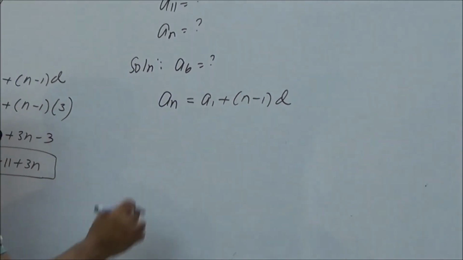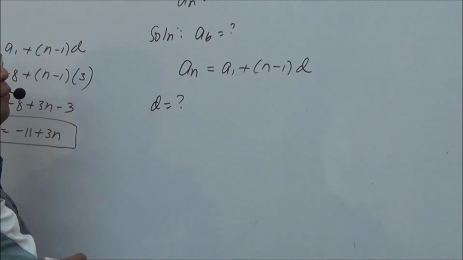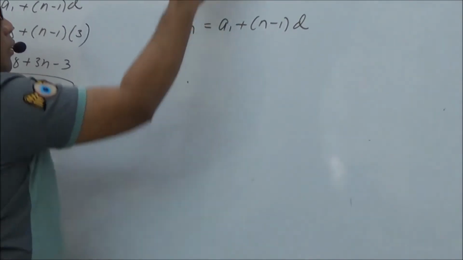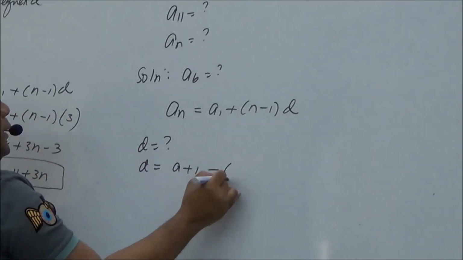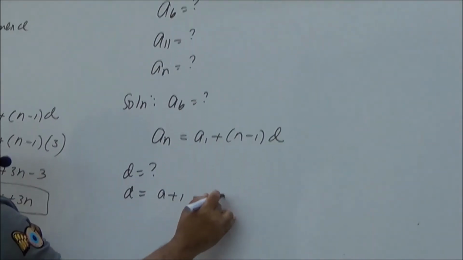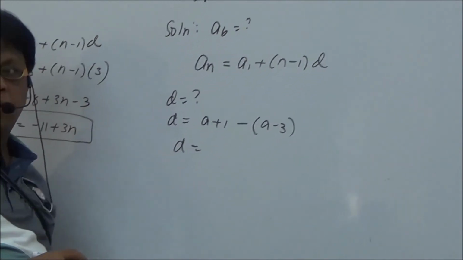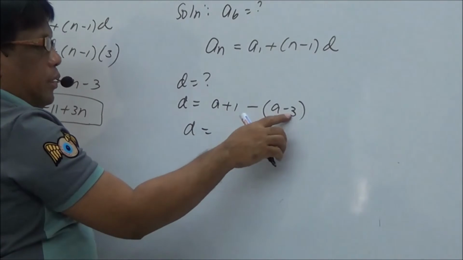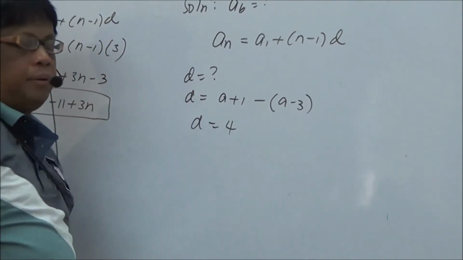So let us take first the common difference of this sequence. We have the formula for the common difference, which is a sub 2 minus a sub 1. What's your a sub 2? It is a plus 1, minus the first term, which is a minus 3. So getting now the common difference, a minus a will be 0, then 1 minus negative 3, that will be positive 4.